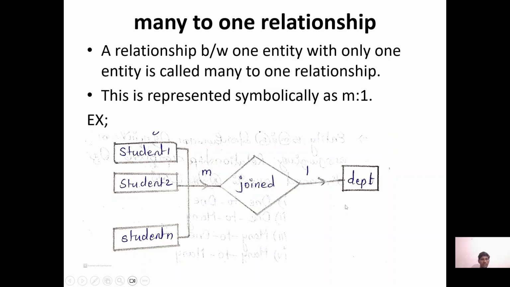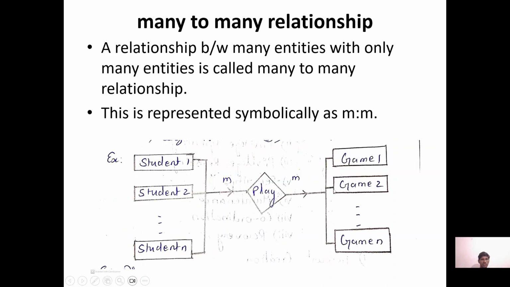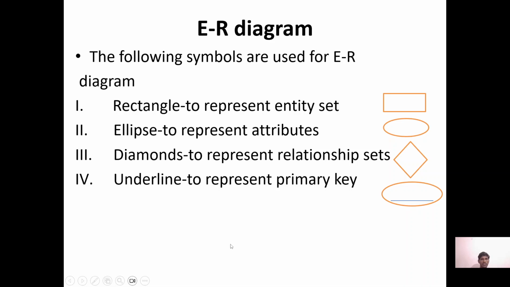So many students, one department. Many students join one department. So here "join" is a relation. Department is an entity. So many students, many departments. So many games: many students can play many games. Likewise, we'll be having different relationships.